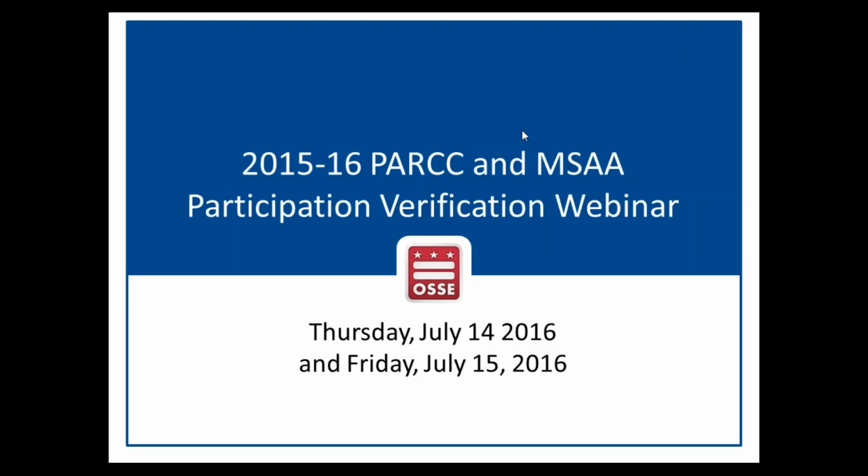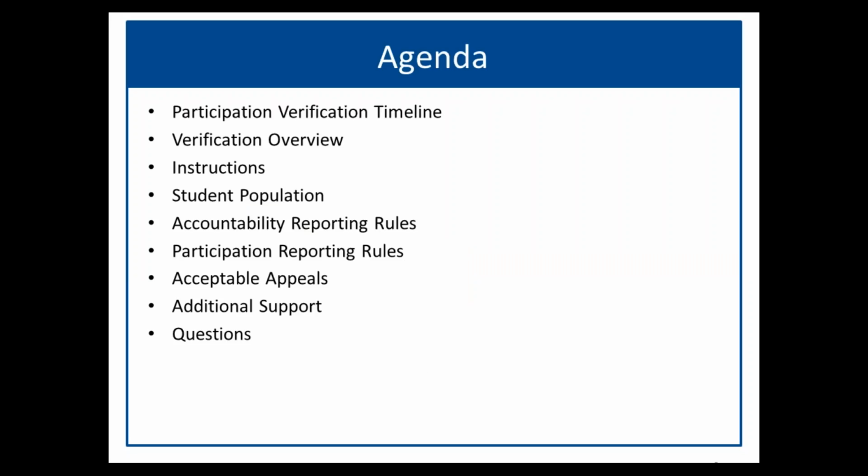So let's go ahead and jump right in. Today, we're going to quickly review the participation verification timeline, then review the verification expectations, the instructions, the expected student population, the accountability and participation reporting rules, which appeals are acceptable and not acceptable, and then where to go for additional support. And then, as I said, there will be time at the end if you have any questions.